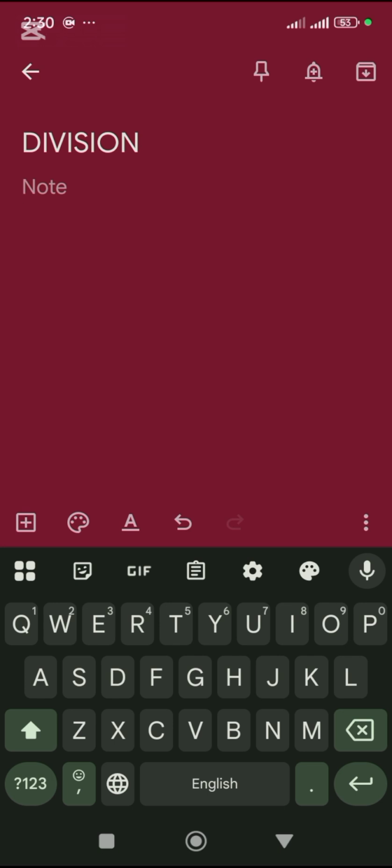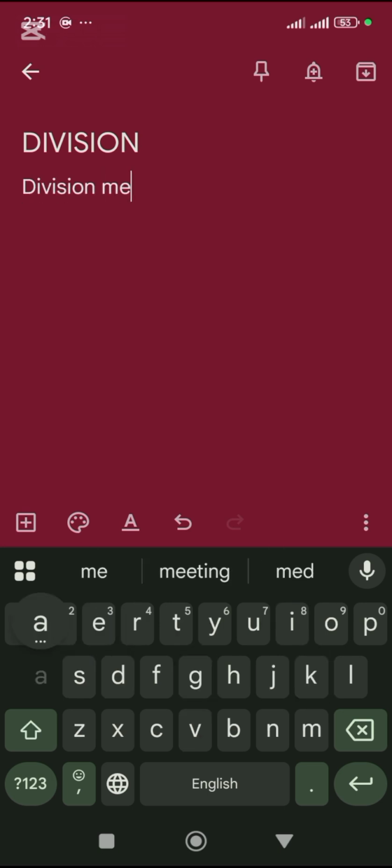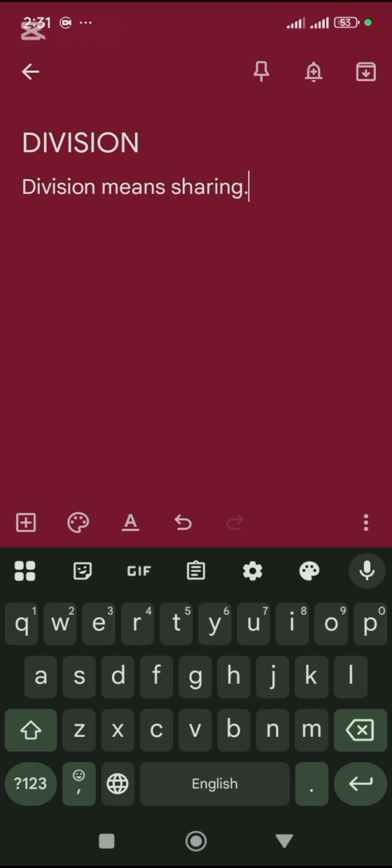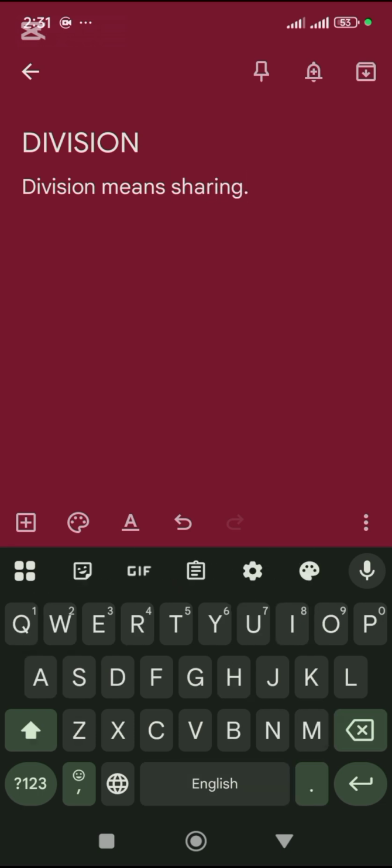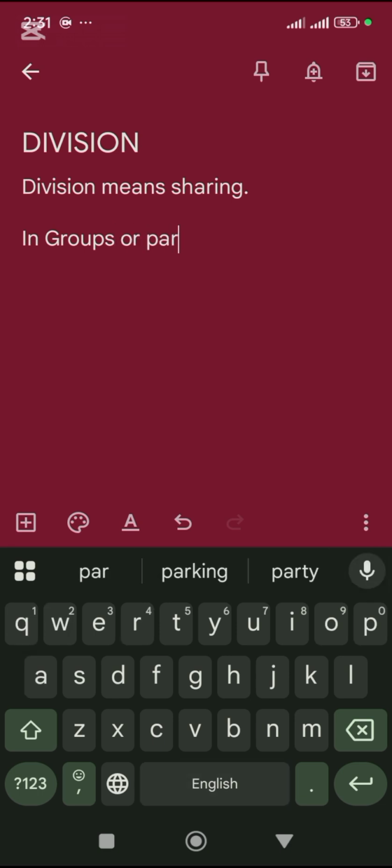To be able to solve any division problem, you need to first of all understand what division means. Division means sharing. And to share, you would have to share in groups. That is, sharing is done in groups or parts.